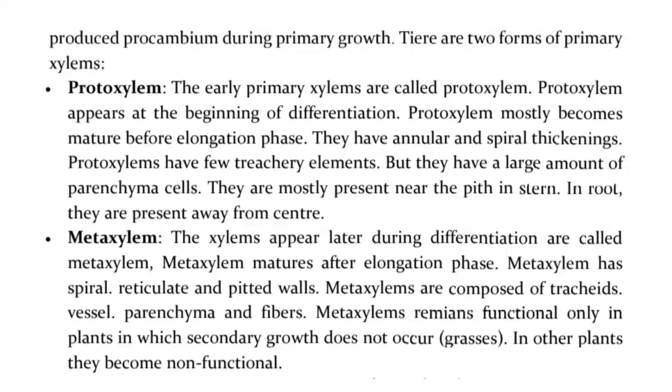Metaxylem. The xylem that appears later during differentiation is called metaxylem. Metaxylem matures after the elongation phase. Metaxylem has spiral, reticulate and pitted walls. Metaxylems are composed of tracheids, vessels, parenchyma and fibers. Metaxylem remains functional only in plants in which secondary growth does not occur, such as grasses. In other plants they become non-functional.